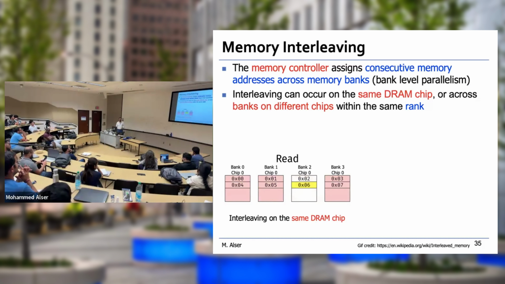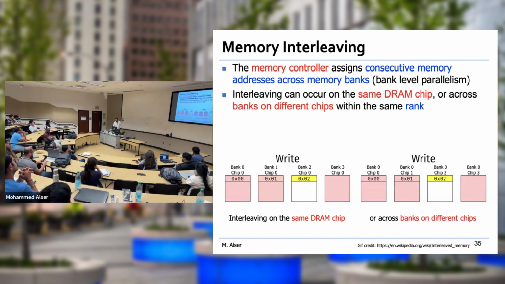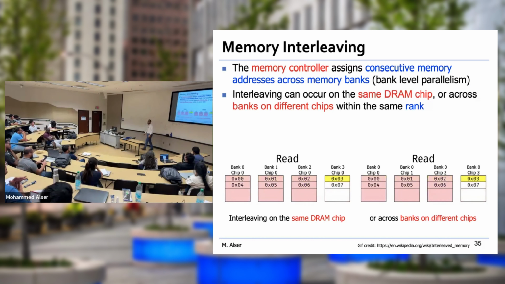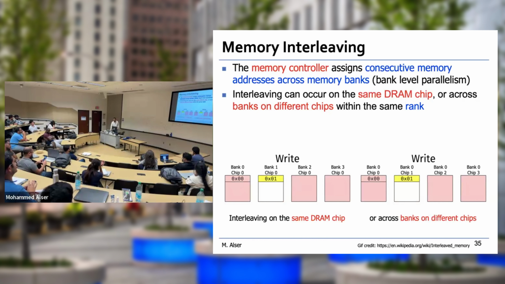Okay. Now you could do it also over multiple chips. So here, all of them bank 0, but chip 0, chip 1, 2, 3, you could do the exact same thing. Now we ask ourselves, which one is better? Let's see it together.